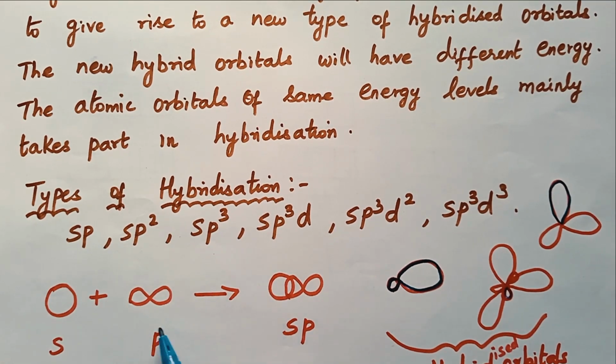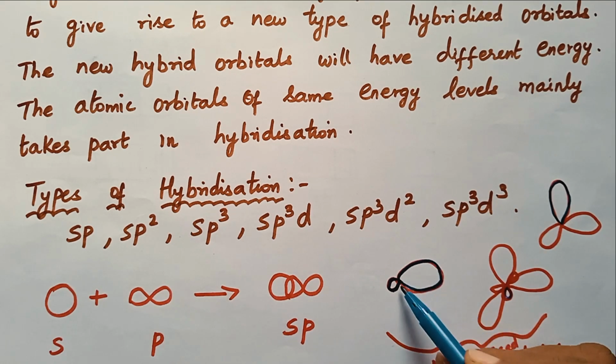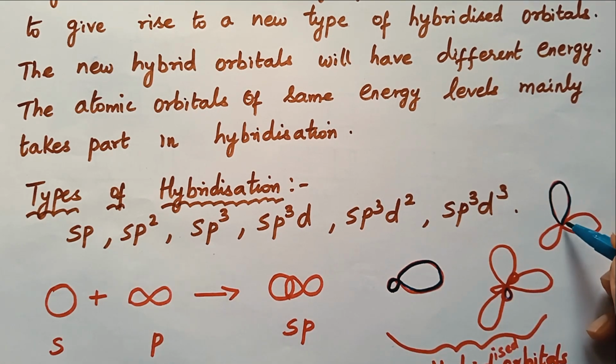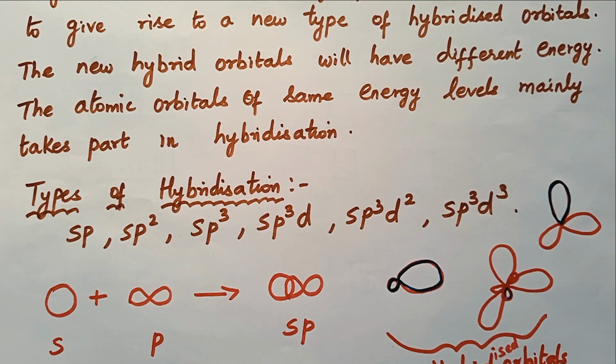When s orbital mixes up with p orbital, it forms a sp hybrid orbital. S orbital is spherical in shape and p orbital, we know, is dumbbell in shape. So when these two mix up, they overlap to form a dumbbell-like shape, and over that a spherical shape is there. So we can represent this sp hybrid orbital like a half dumbbell shape with a small loop. We can represent it like this, or we can represent just a half dumbbell shape. We can represent a hybridized orbital like this.